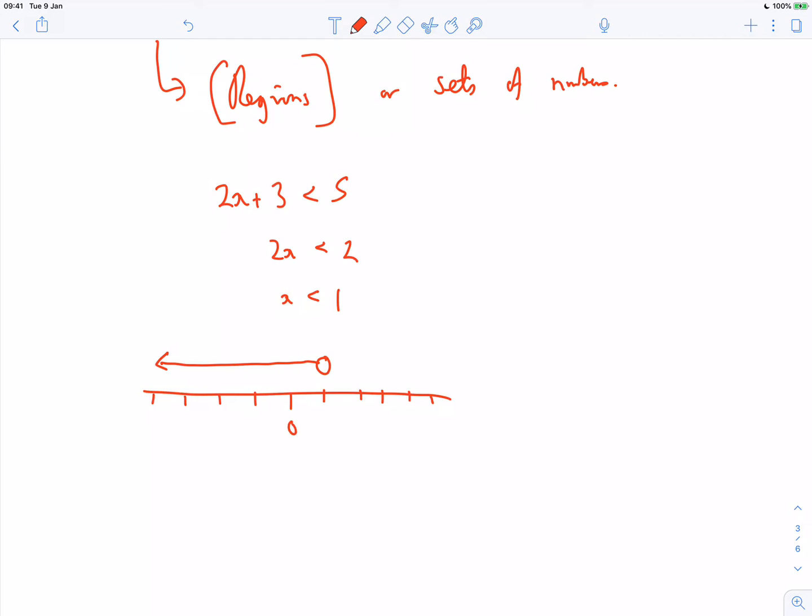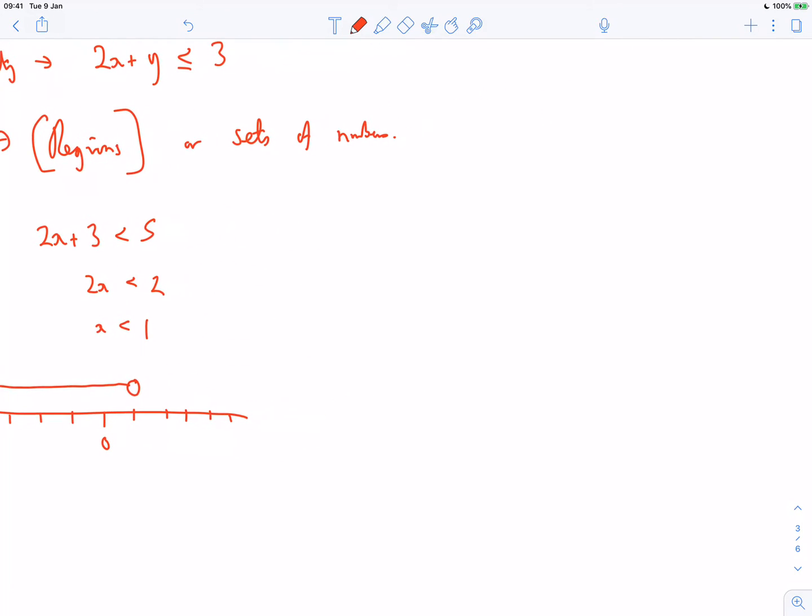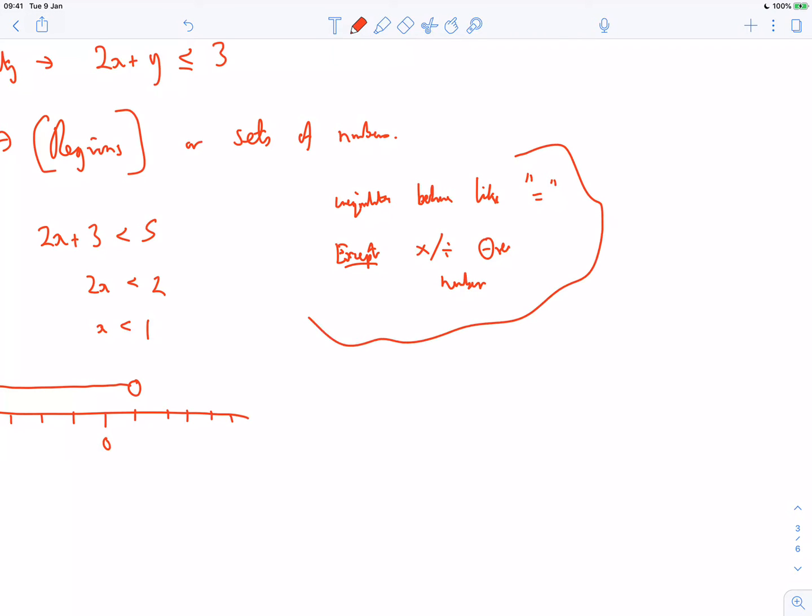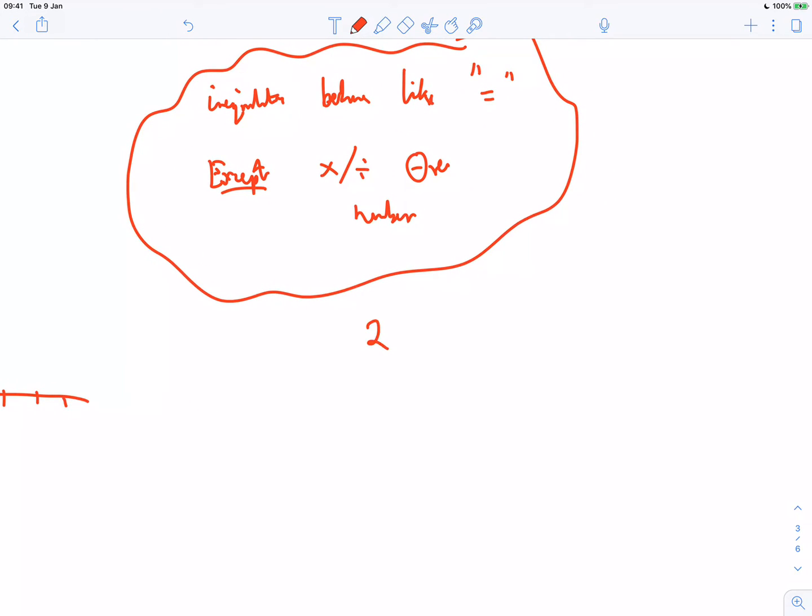Right, what else? Well, the other key thing to note is that inequalities behave like equal signs, except when multiplying or dividing by a negative number. That's such a key thing. Right? Inequalities behave like equal signs except when you're multiplying and dividing by negative numbers. So here's an example. Negative 1 is less than 2.